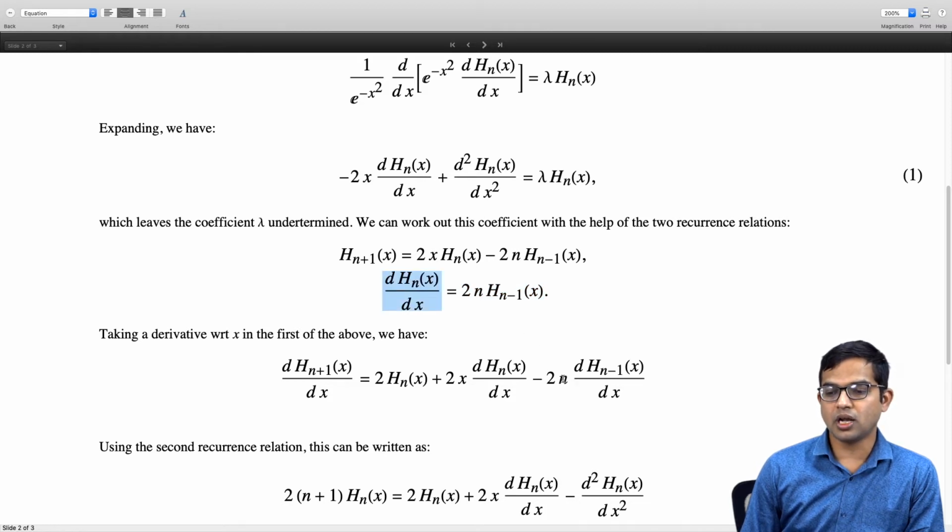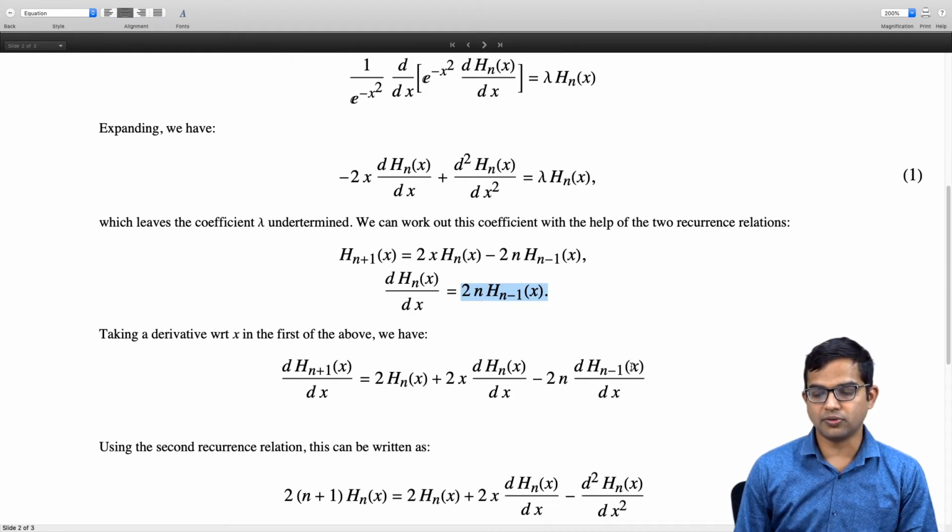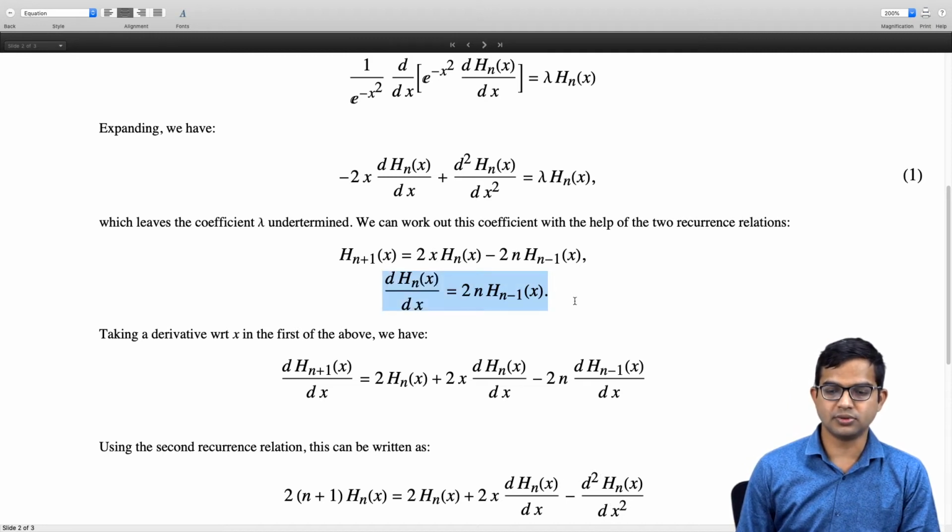So we have 2n times d/dx of h_{n-1}(x), which is basically like taking the derivative. If you take this equation and take a derivative of both the left hand side and right hand side with respect to x, you get this term on the right hand side. So in place of 2n dh_{n-1}(x)/dx, we simply write down minus d squared by dx squared of h_n(x), invoking this result.